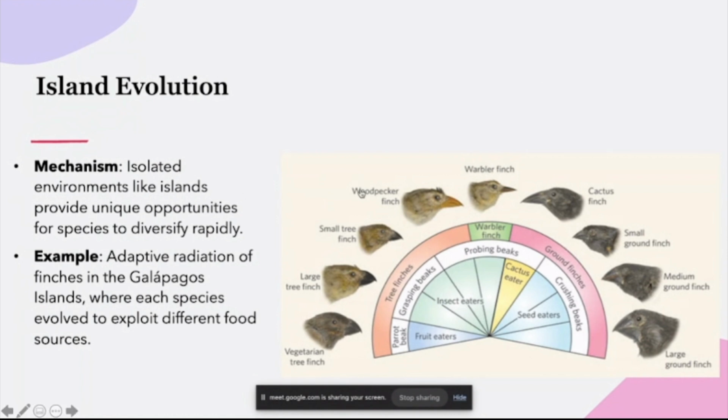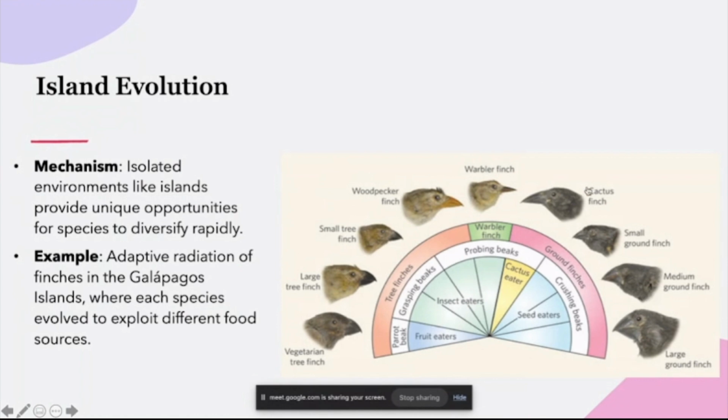Okay, for example, the large tree finch and the small tree finch, and also the woodpecker finch, as we can see, have more grasping beaks. Okay, and this is because they were eating insects. So, of course, these insects are quite small, they might be quite fast. So, they need these beaks which would adapt to that, which would easily allow them to grasp onto these insects.